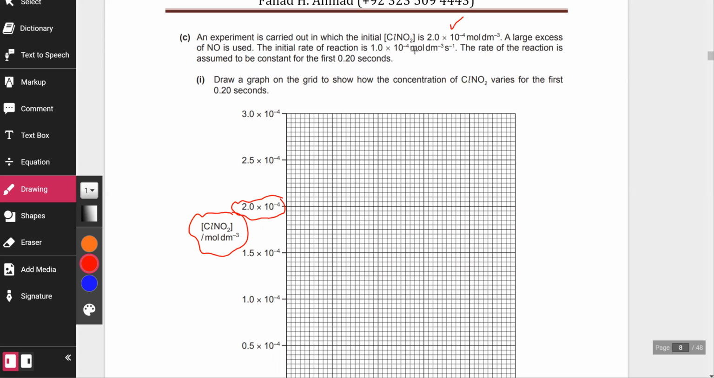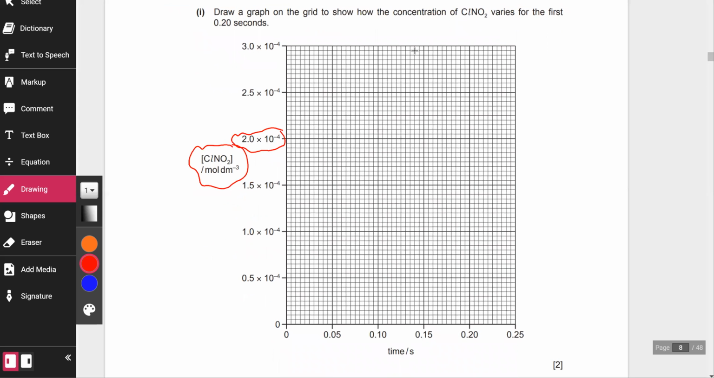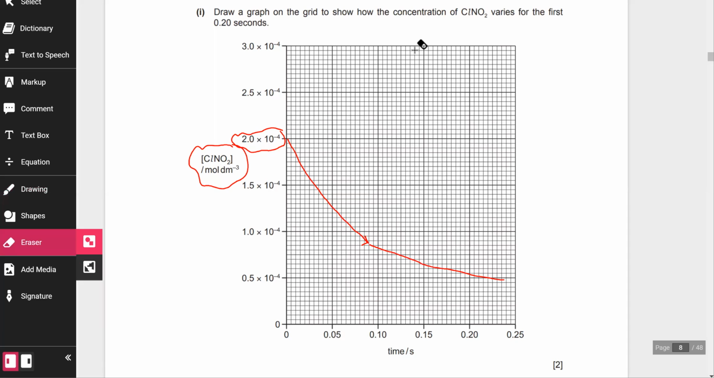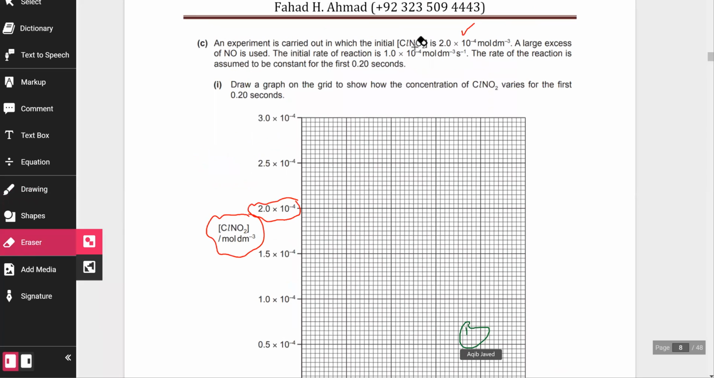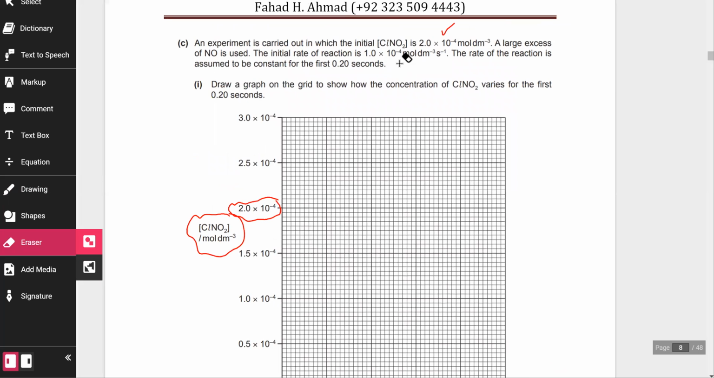It is a reactant. A reactant would decrease with time, and the other axis is time. So the reactant would start to decrease as soon as the reaction starts. Usually, initially the reactant decreases very fast and then it slows down depending on the order of the reaction. Anyway, they have said that for the first 0.2 seconds, the initial rate is 1 times 10 power minus 4.